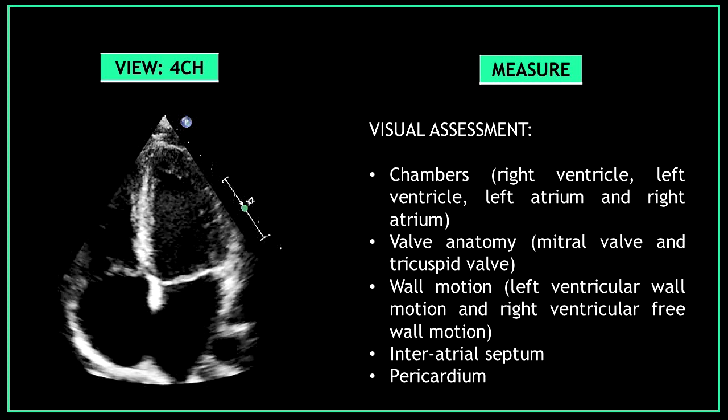First, obtain an apical 4 chamber view and perform a visual assessment of the cardiac chambers. Check the right ventricle, left atrium, and right atrium. Then visually assess the valve anatomy of the mitral and tricuspid valve. Also analyze the left ventricular wall motion and the right ventricular free wall motion. And don't forget to check the interatrial septum and the pericardium.